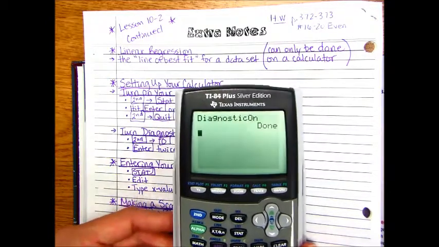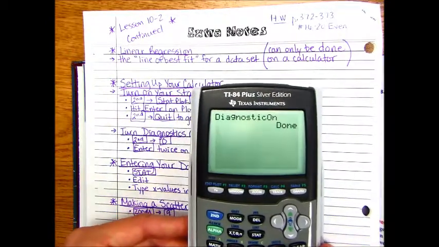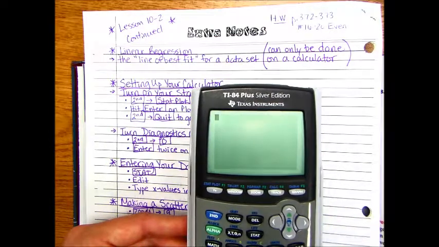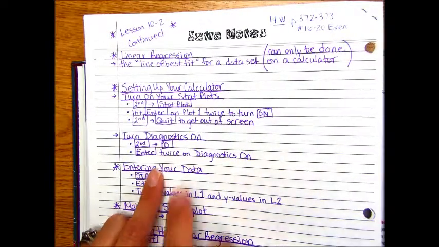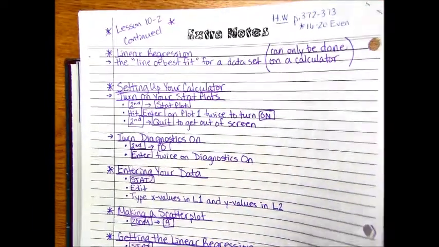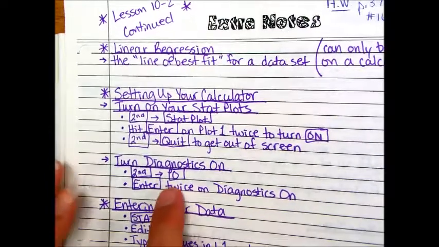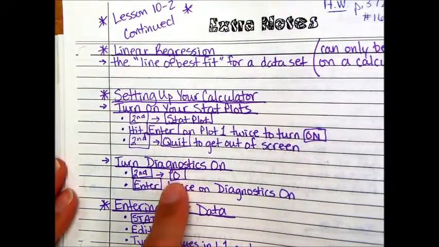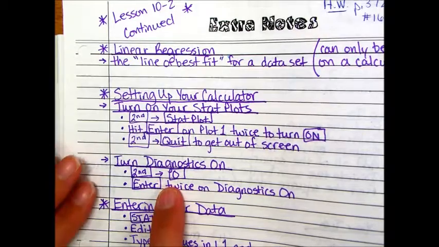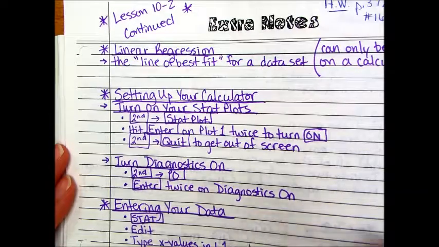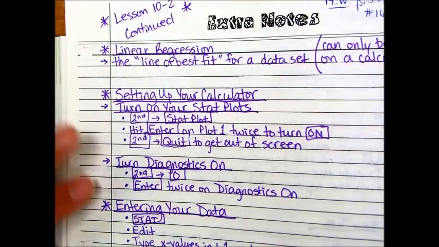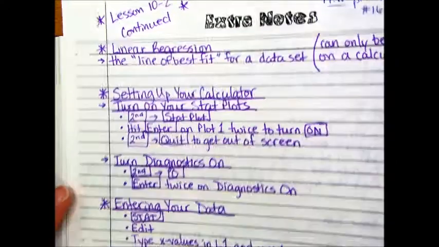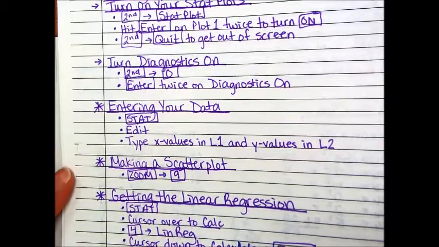Done. That step is over. So help each other out. Make sure everybody's diagnostics are on. And then you can just hit clear, and that will go away off your screen. Once those two things are on, guys, you only need to do that one time. From now on, the rest of the day, those things will stay on until it gets reset or somebody turns them off. But the first time that you get on your calculator and it's been reset, you need to turn those two things on. All right, let's now get into entering our data.